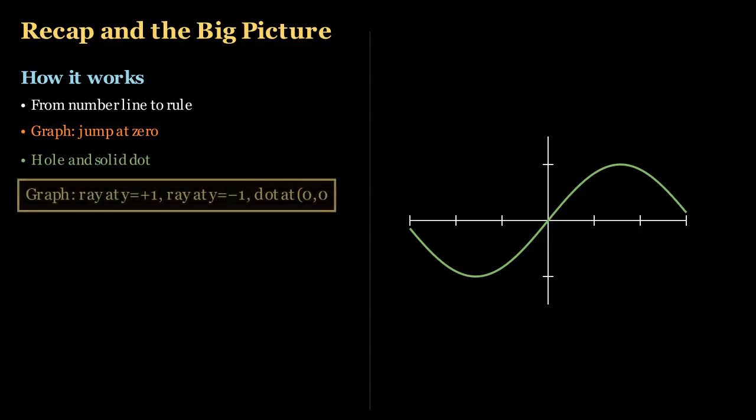The jump between -1 and +1 creates a discontinuity, a break in the graph. We mark the endpoints of the rays with open holes to show they don't include 0, while the solid dot at the origin claims that single point.